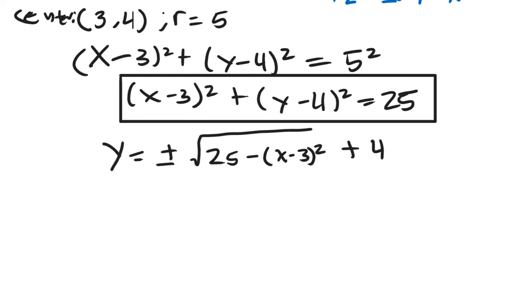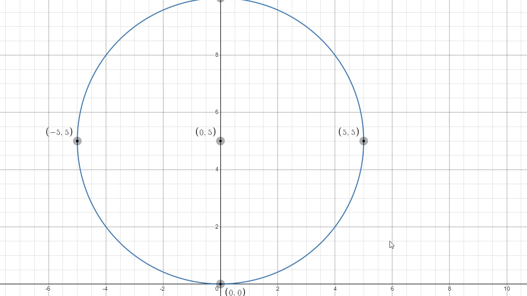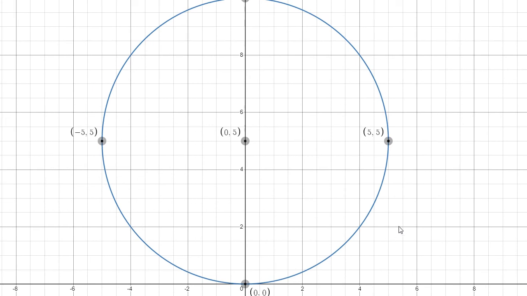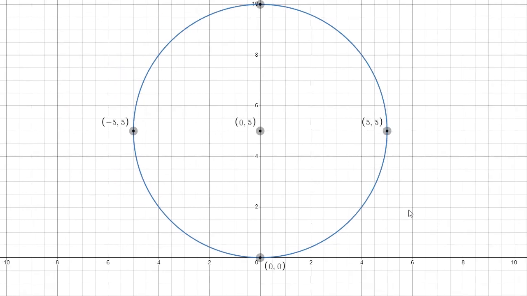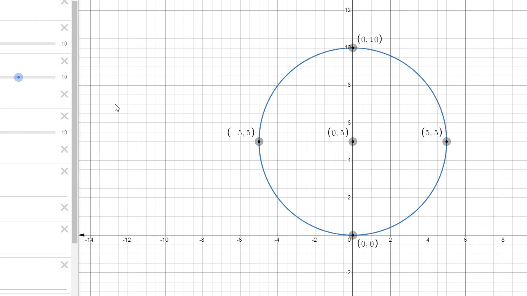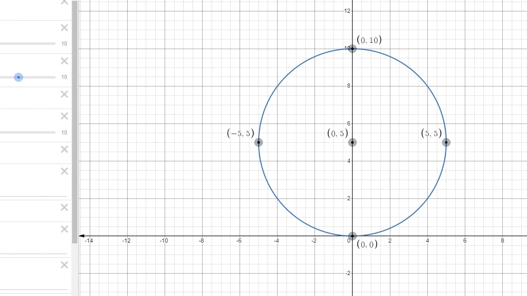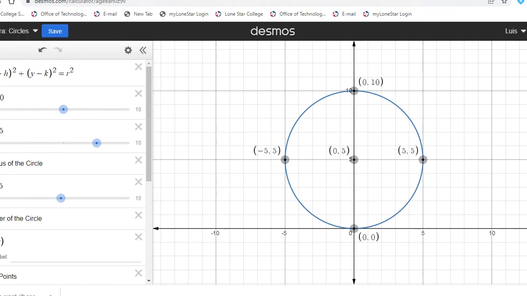Now, if I wanted to, I could actually find the equation of a circle by going to Desmos, where I could input this into the calculator. So let's try to do this. Okay.